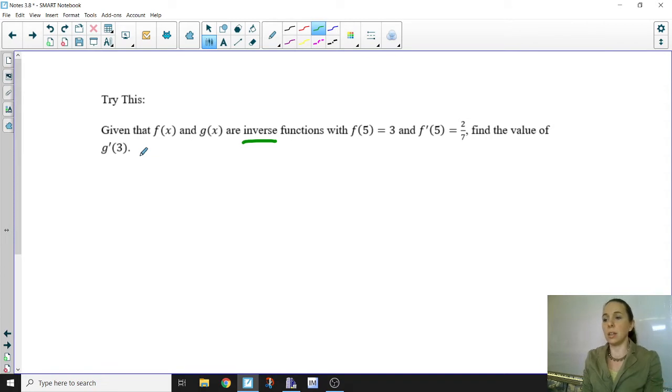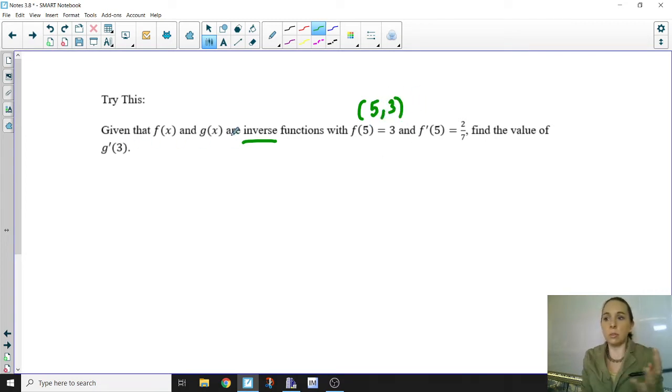What? You're not even given any information up here about g. Oh, except that it's the inverse of f, right? And notice that you have a 3 in your g prime, and that is the y coordinate that comes out of this f value. f of 5 is 3.